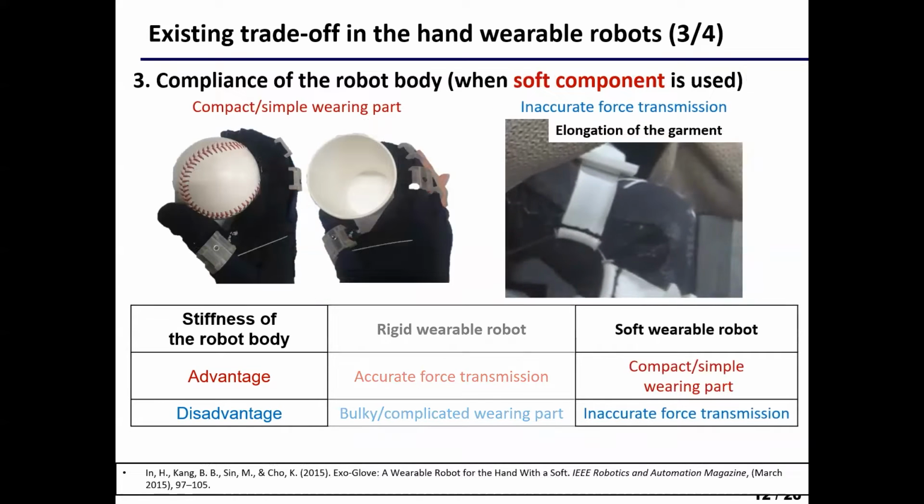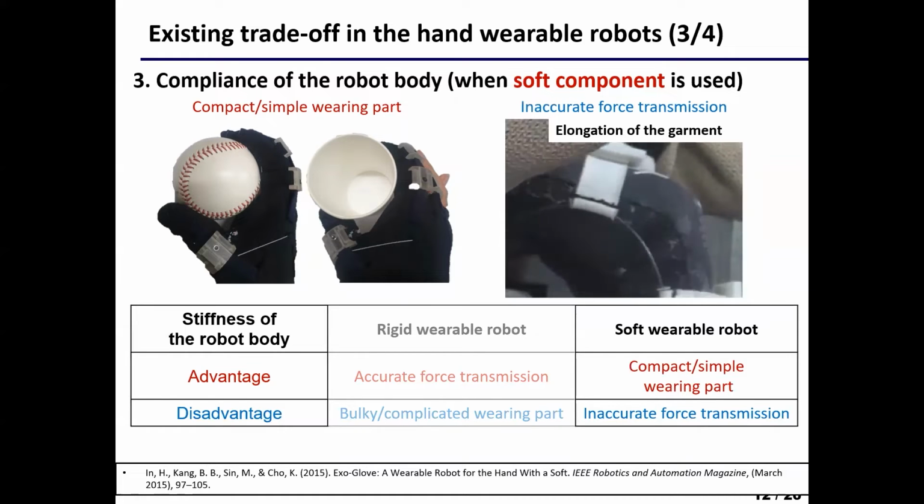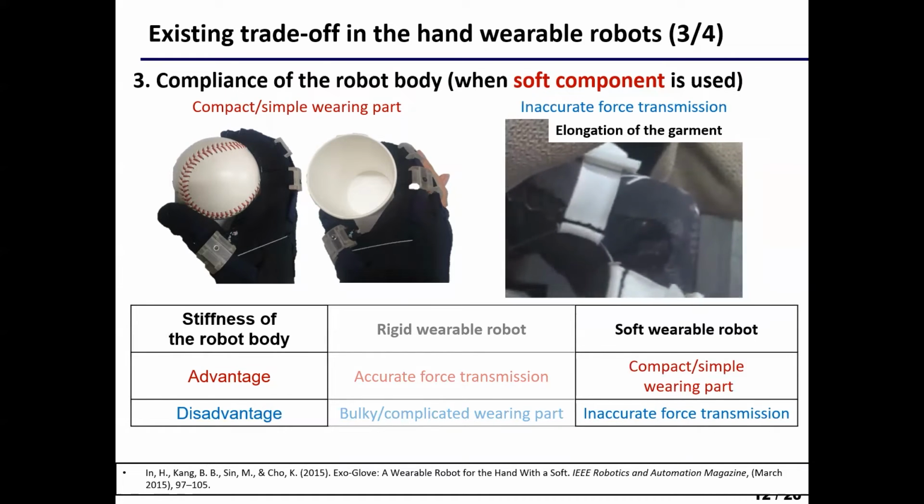Other researchers have designed wearable robots with soft components such as garment or silicone to solve this issue. By using soft components, we can make the robot simple and compact because we don't need any joint alignment mechanism. However, since soft components elongate easily, the force transmission can be inaccurate, as shown in the video on the left side of the slide.